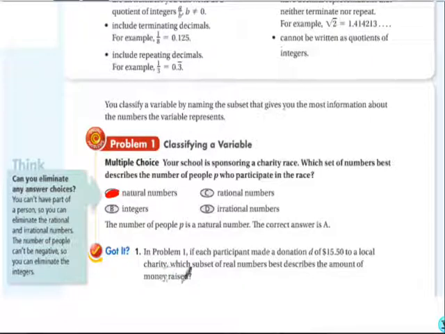The Got It problem right here: if each participant made a donation, which set would represent the money? Well, we could potentially have a decimal. So that would be rational numbers. Again, easy stuff you know.